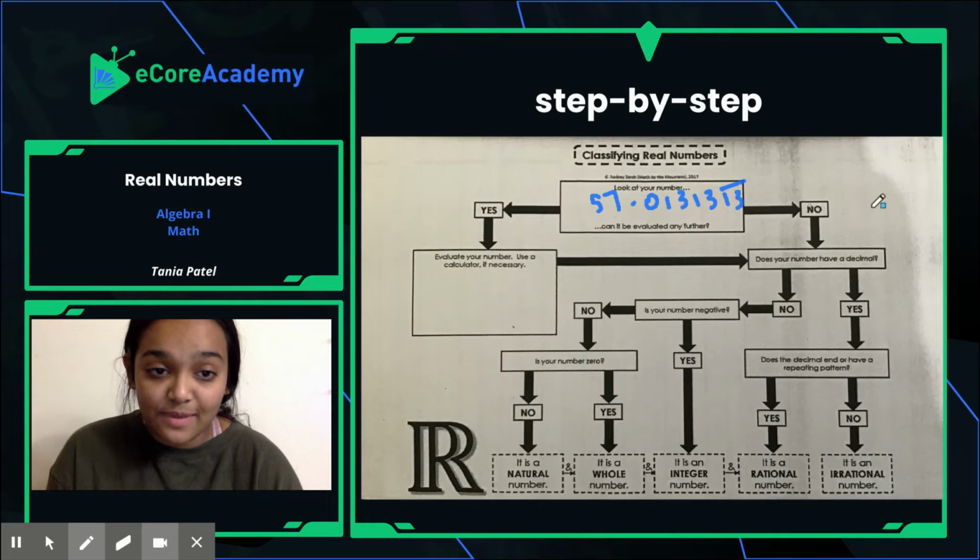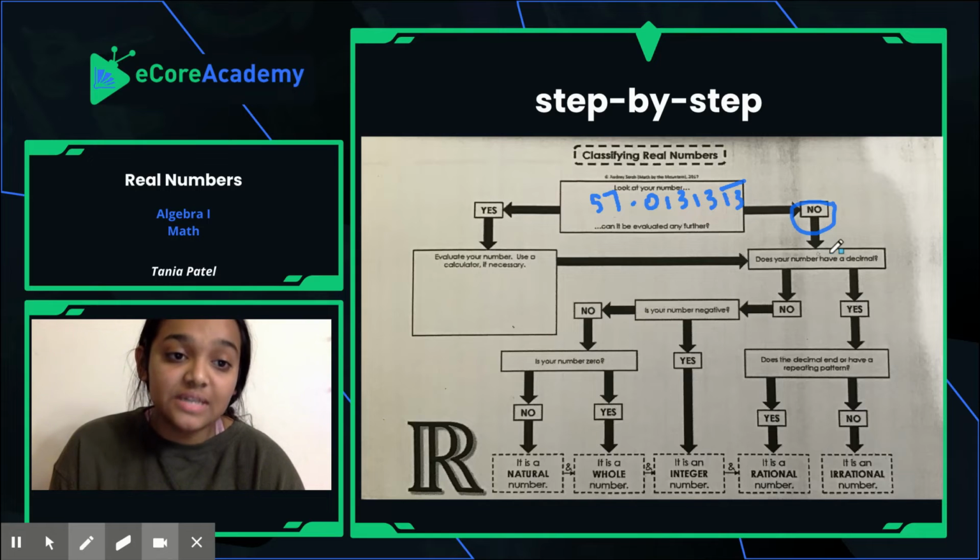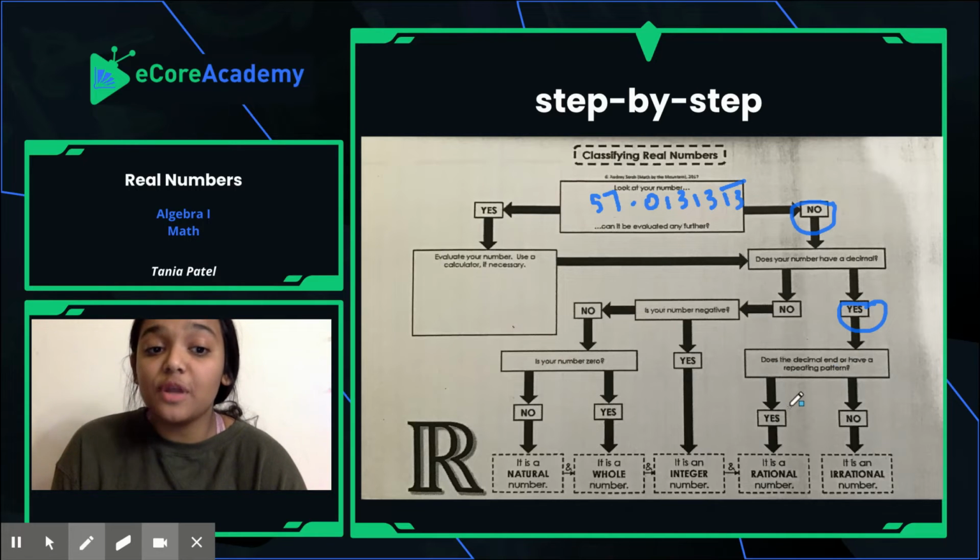So can this be evaluated? No, because it's already in decimal format. Does your number have a decimal? Yes. Does that decimal end and have a repeating pattern? That decimal does not end, but it has a repeating pattern, which we know is a dead giveaway that it is a rational number.